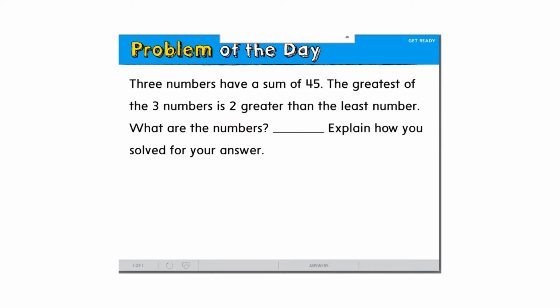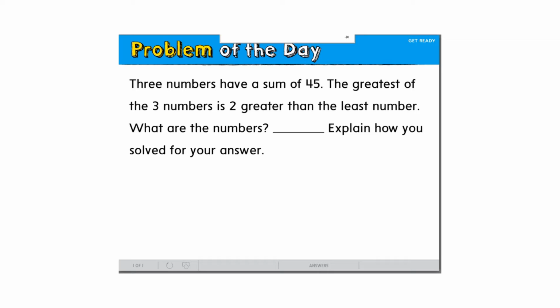Here's your problem of the day. 3 numbers have a sum of 45. The greatest of the 3 numbers is 2 greater than the least number. What are the numbers? And then it says to explain how you solved for your answer.